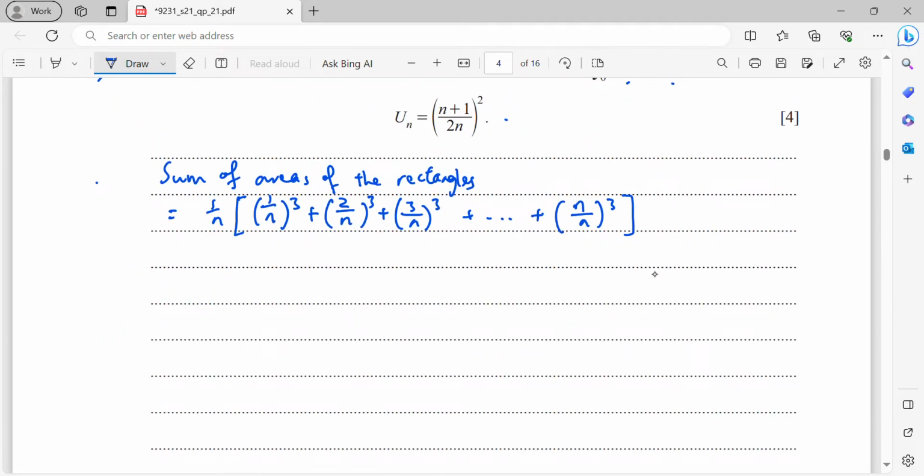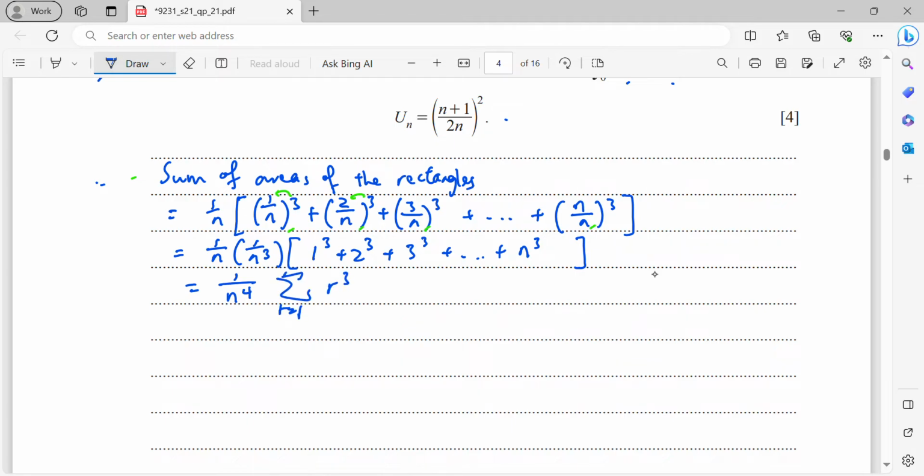Now from here, you will notice that all the denominators will be n cube, after you bring in the power 3. So the n cube will be factorized out. So 1 over n times 1 over n cube. Then you will have 1 cube plus 2 cube plus 3 cube until n cube. Right? So plus n cube. Now, this is 1 over n degree 4. This whole bracket will be summation r cube, r from 1 to n.